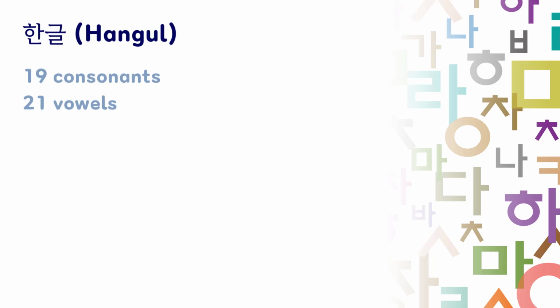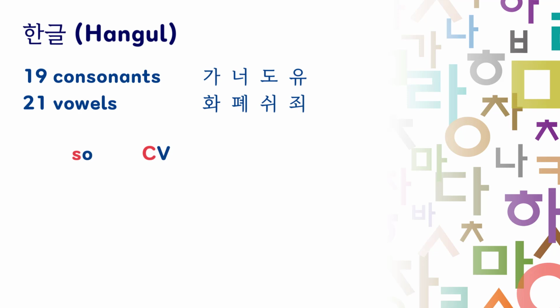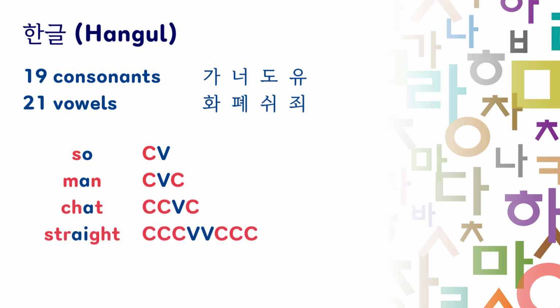Now, Hangul is made up of 19 consonants and 21 vowel letters. And the Korean language is written in blocks of syllables by combining these consonants and vowels. In English, a syllable can have many different combinations of consonants and vowels. We can have a consonant-vowel combination, a consonant-vowel-consonant combination, a consonant-consonant-vowel-consonant combination, or even consonant-consonant-consonant, vowel-vowel, consonant-consonant-consonant combination. And there are also many other combinations as well.